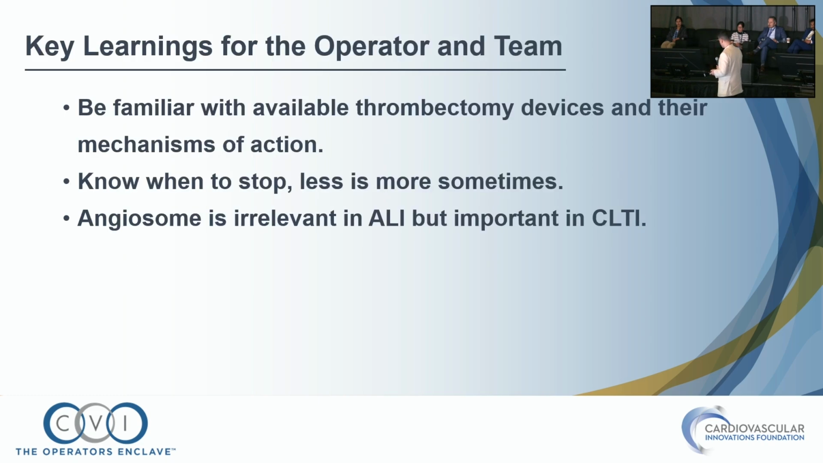So I think the key message is to be familiar with the different thrombectomy devices. You don't need to know all of them because you have maybe 5, 6, 7, there are 10 of them, but at least 2, 3 with different mechanisms of action, and know each one very well. Know when to stop, to Zach's point, and less is more sometimes. And angiogram is irrelevant in acute limb, but it is relevant in critical limb ischemia as in this case. Thank you so much.